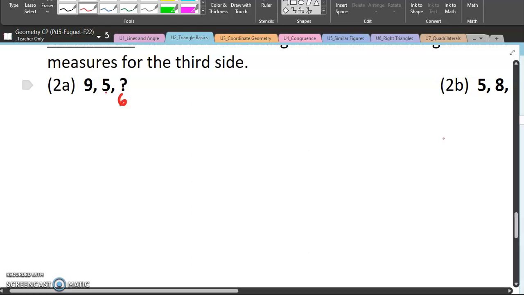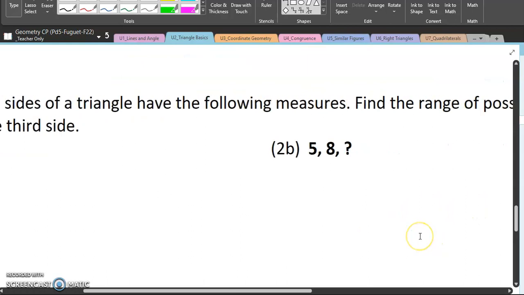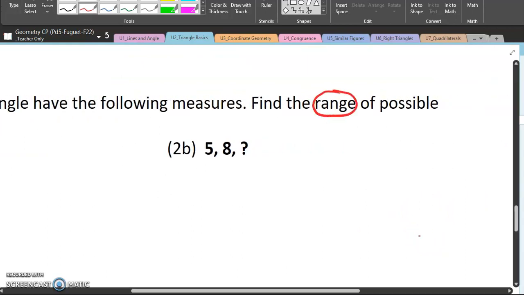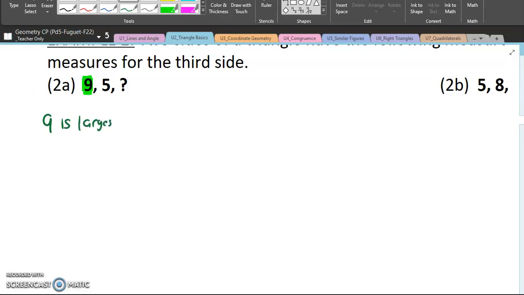5 plus 6 is 11. 11 is bigger than 9. So yes, 6 is one of the possible answers. But we're not being asked to find a possible side. We're asking to find the range of the possible sizes. So to do this, we have to actually do two smaller problems. Of the two numbers that we see here, 9 is the largest. So we're going to create a scenario where we assume that 9 is the largest side.